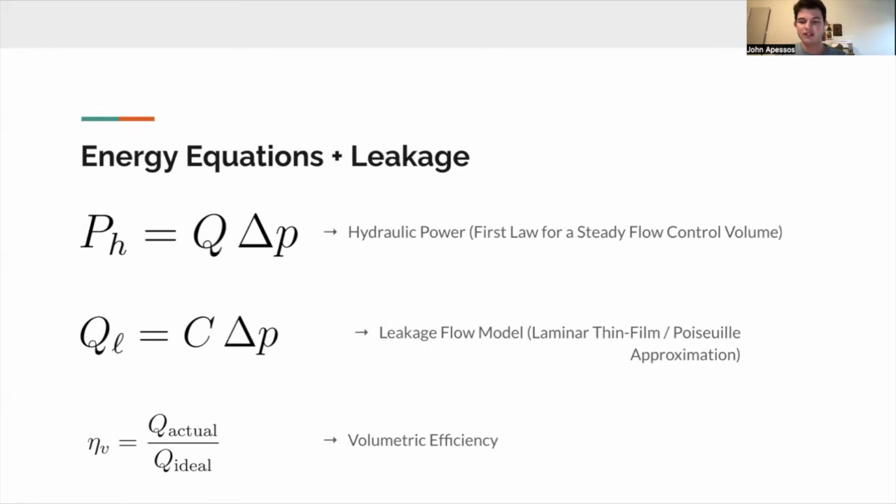Real behavior deviates from ideal because of leakage in the piston cylinder clearances and the valve plate interface. Under lubrication theory, these gaps operate in the thin film laminar regime, where the Navier-Stokes equations reduce to a Poiseuille-type linear relation between pressure difference and leakage flow. Incorporating leakage into continuity yields a volumetric efficiency, which measures how much usable flow remains available for torque production.